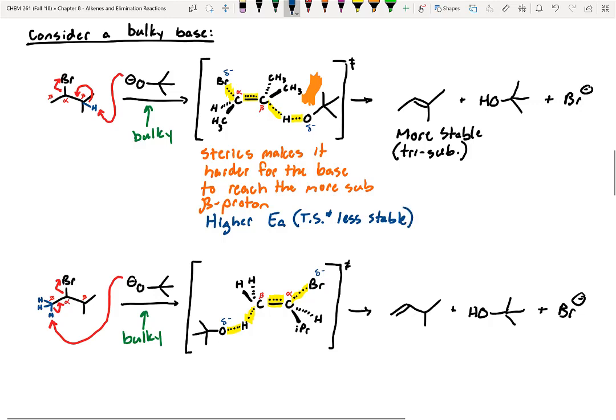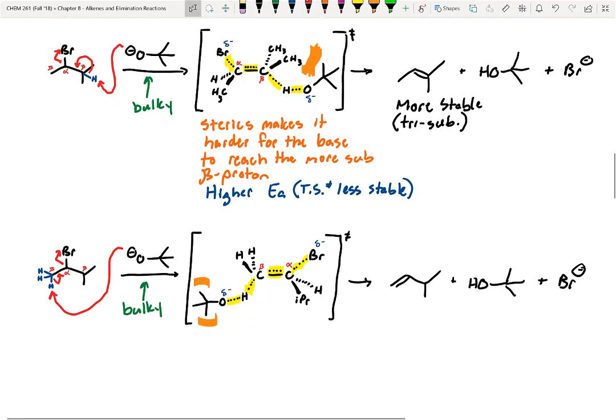All right, if we look at the bottom one, for example, just like we said, sterics plays a big role. This time the tert-butyl group is kind of hanging out alone in space. It's really not running into any significant portion of our substrate. Therefore, it has a much easier time approaching less substituted beta protons.